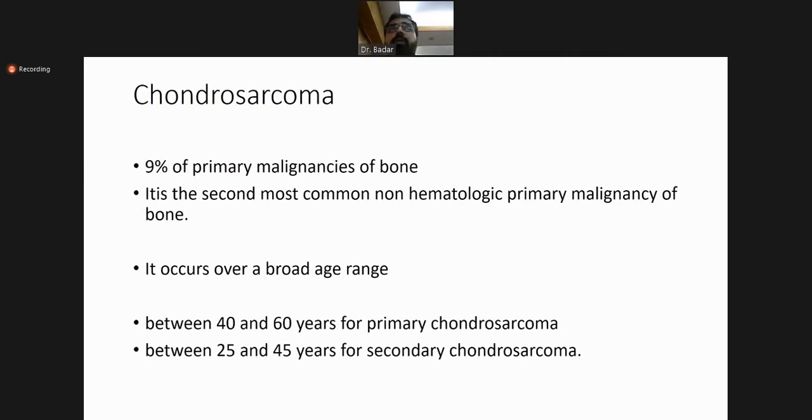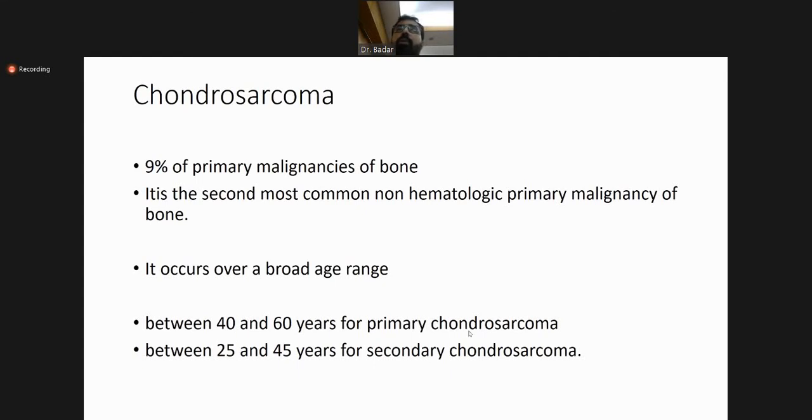Chondrosarcoma is the second most common, 9% of primary malignancies of the bone. It is the second most common non-hematological primary. Non-hematological most common is osteosarcoma. Non-hematological second most common is chondrosarcoma. And there is a broad range of age. Primary is usually between the age of 40 to 60, and secondary can occur between 25 to 40 years of age. So there are two types of chondrosarcoma: primary chondrosarcoma and secondary chondrosarcoma.